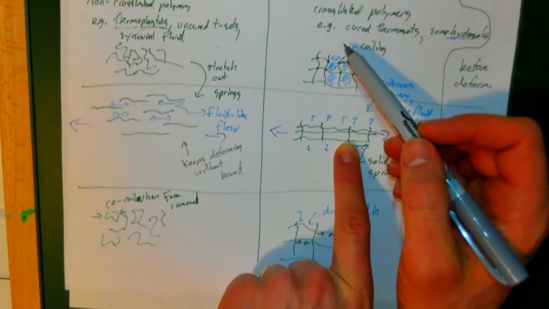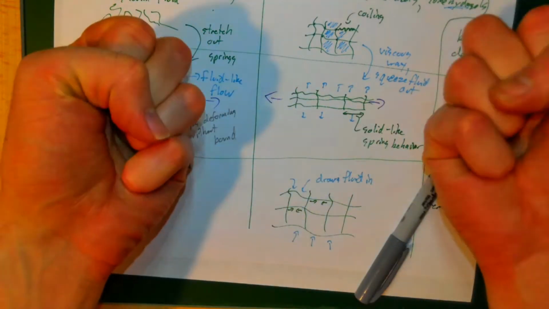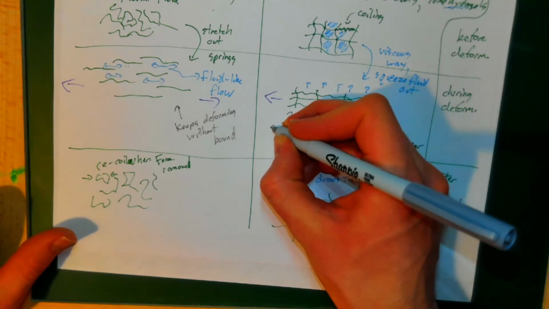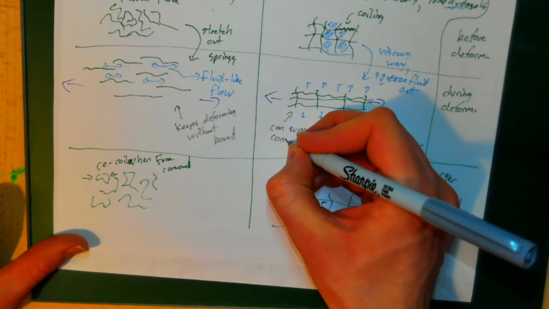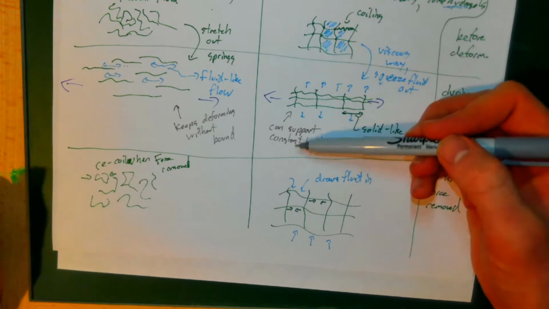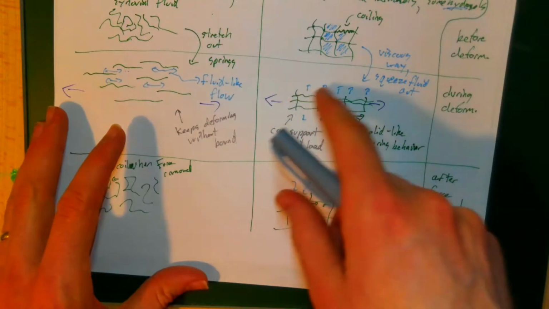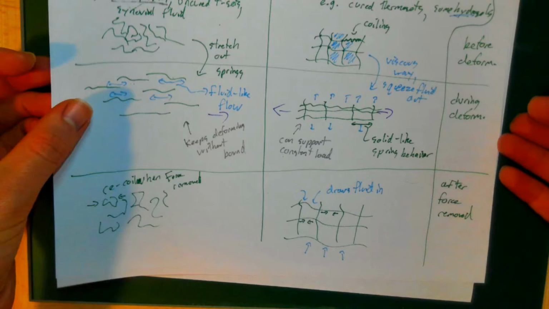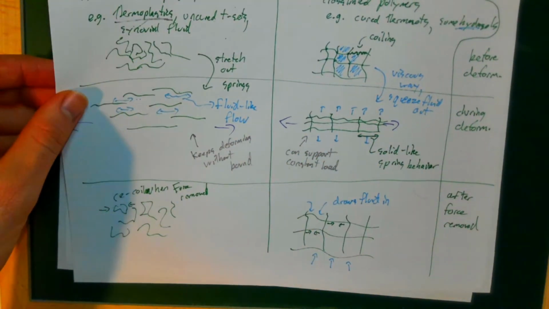In contrast, these polymers with crosslinks are covalently bound to one another, so they can actually support load indefinitely. So these can support a constant load without permanent deformation, or without continuous deformation. So for different applications, one or the other type of polymer might end up being appropriate, considering what happens in the long term when we apply forces.